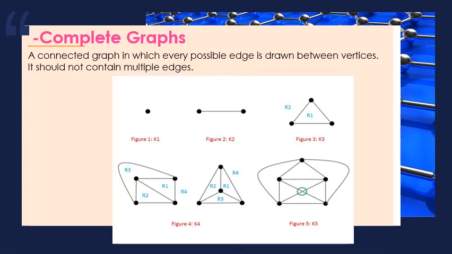So, what are the different examples of graphs? First, figure 1, we have no edge, only a vertex. For figure 2, we have two vertices joined by one edge. Figure 3, we have three vertices, and then three edges. Same with figure 4 and figure 5.